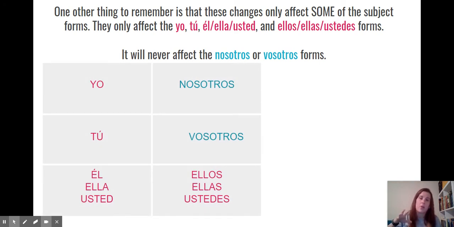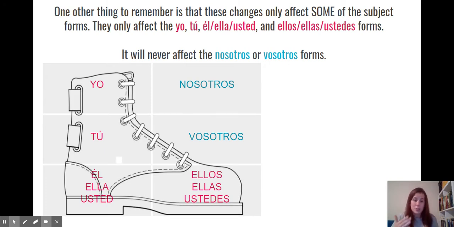I want to show you this verb chart. You can see I've color-coded this so that some of them stand out in pink, some of them are in blue. The yo, tú, él, ella, usted, and ellos, ellas, ustedes forms are the ones that are affected by the stem change. The nosotros and vosotros forms are not affected by the stem change, and those ones are in blue.